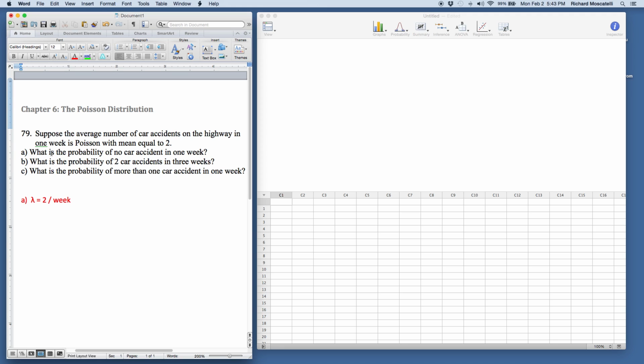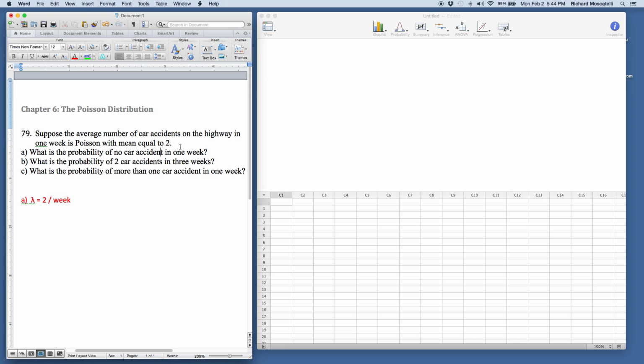Question A wants to know, what is the probability of no car accident happening in 1 week? Now this week may be this week or next week, any 1 week. So on any given week, we expect there to be 2 accidents. However, obviously in any particular week, maybe 2 will happen. Actually, the number of accidents that happen next week is a random variable because next week hasn't occurred yet. So we don't really truly know, although the insurance company would expect there to be 2. The reality is we don't know.